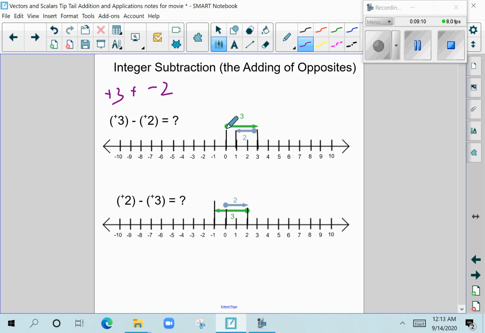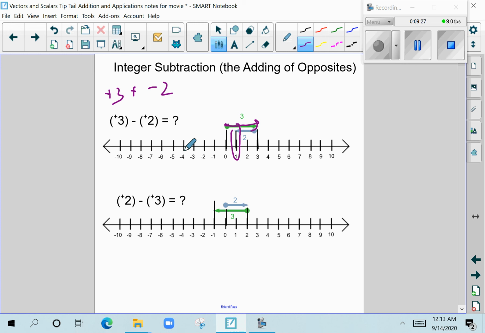So I would draw out my integer vector from 0 to 3 going to the right. Then at the very end, at 3, I would draw a 2 now going to the left. And now I end at 1 to the right, or +1.